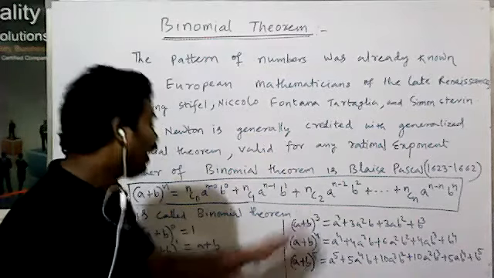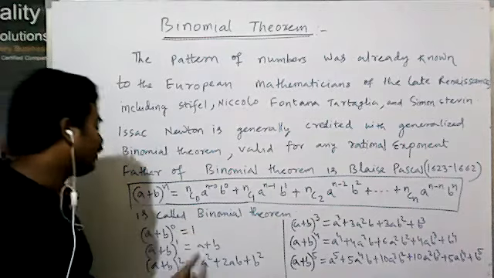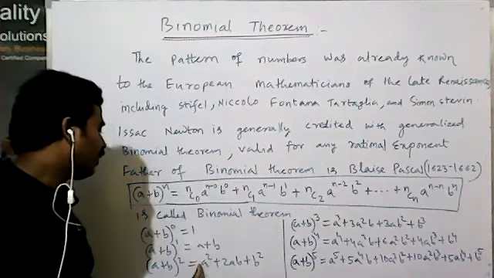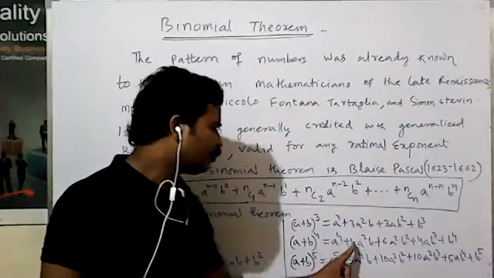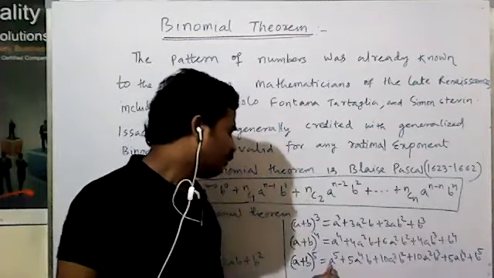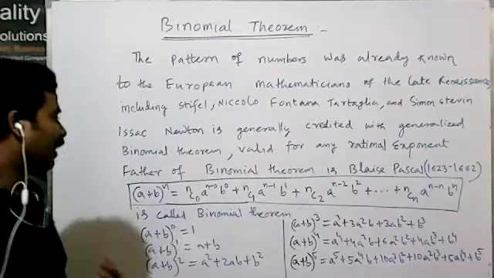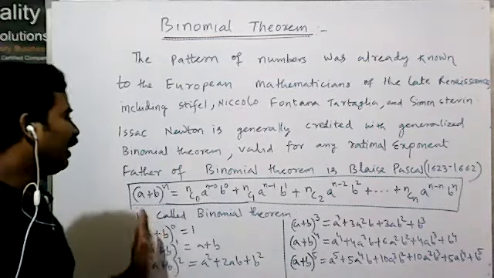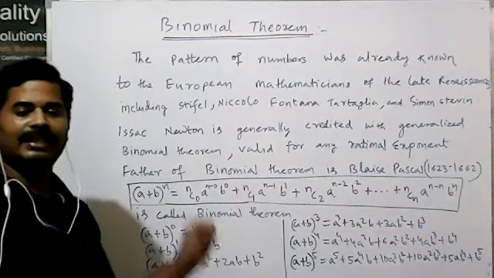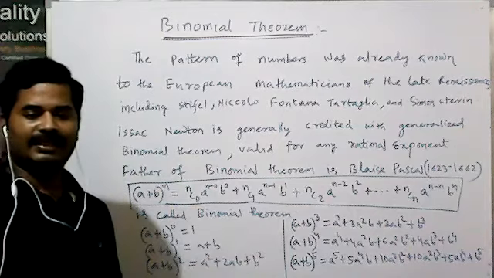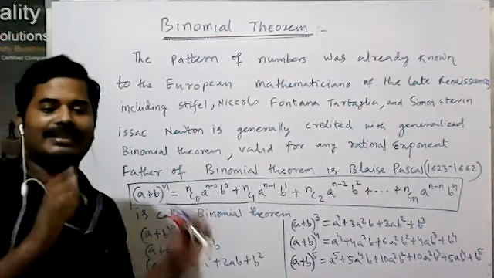That means inside this, some logic is there, the coefficient logic. Here the coefficient is 1, here 1, 1, here 1, 2, 1, here 1, 3, 3, 1, here 1, 4, 6, 4, 1. Similarly 1, 5, 10, 10, 5, 1. These are the coefficients. Whatever the index is, there are corresponding coefficients. This pattern was described by Pascal, and it forms a triangle, so it is called Pascal's triangle.